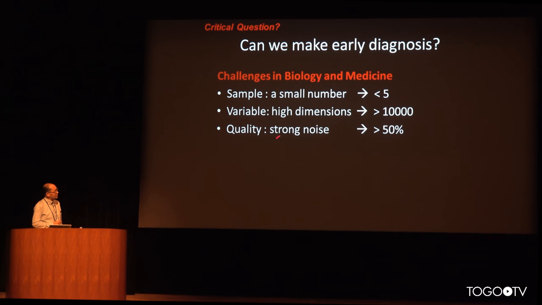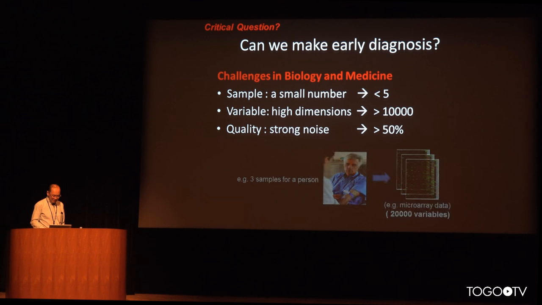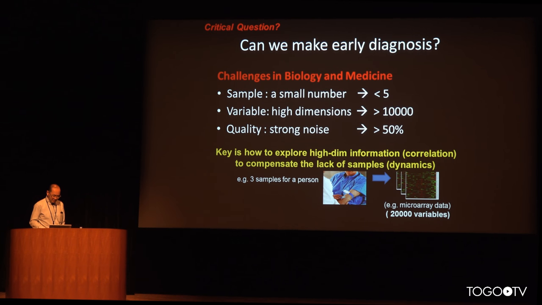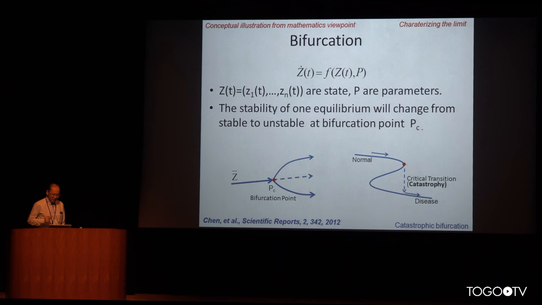Another factor we need to consider is strong noise. Unlike engineering data, biological data is very noisy and usually has big fluctuations. So we need to consider all three factors to make a good method. Next I will show you that for one person, if you give me at least three samples, we can tell you whether or not this person is in the critical state. I'm not sure I should talk more about the mathematics, but anyway, I will only tell you the basic concept of how we can quantify the tipping point.